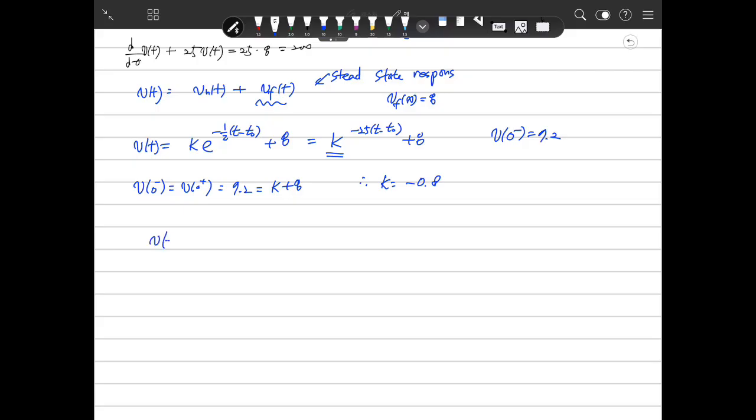So we can read it here. The Vt will be inserted here: minus 0.8 exponential minus 25t, because t0 is 0, because the switch is open at t equal to t0, which is 0, and plus 8. So there will be the solution for the voltage of the capacitor. This is the way to solve the problems here.